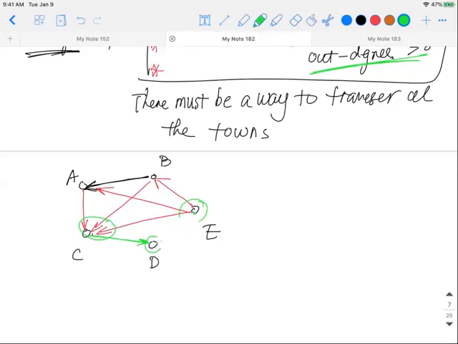So the last one must be from D to E. Otherwise, there will be everyone going out from E point. Is that right? So that being said, as long as you give me such an arrangement, now you'll be able to see from A to C, C to D, D to E, and E to B. So you'll be able to find a closed loop.